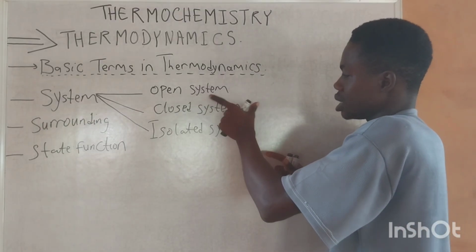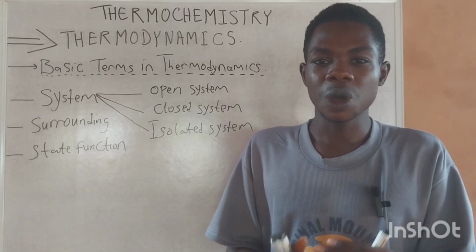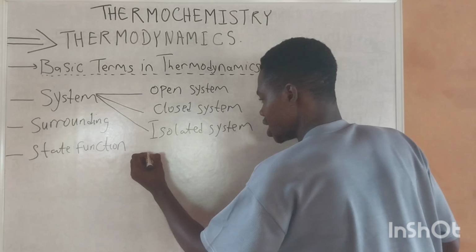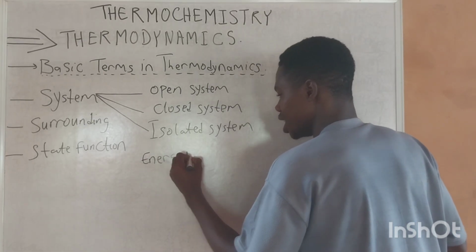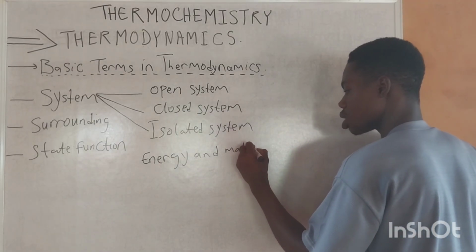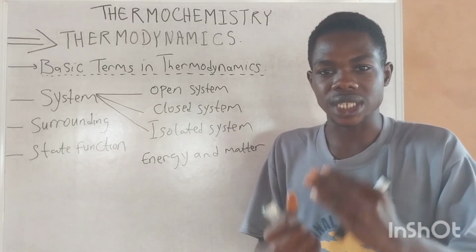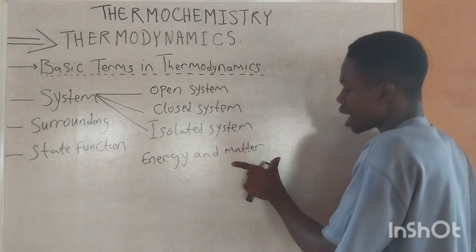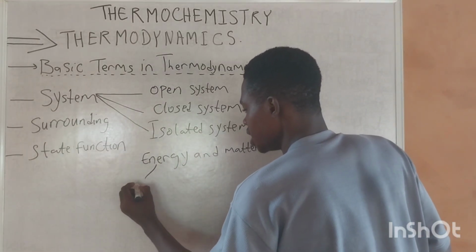Now we're starting first with the open system. Please take note that an open system is a type of system which exchanges both energy and matter to the surrounding. Now please take note that this energy can also be heat.